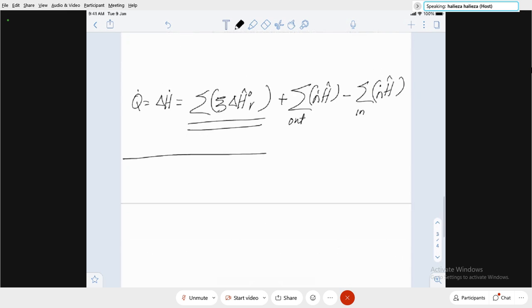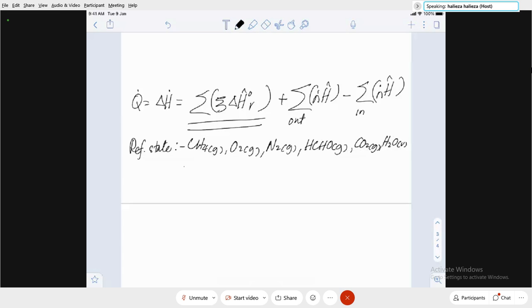Okay. If you're using this method, your reference state is going to be, let me write down, methane gas. You're going to have oxygen gas, nitrogen gas, formaldehyde gas, carbon dioxide, and water vapor gas. All of it at 25 degrees C and 1 atm.